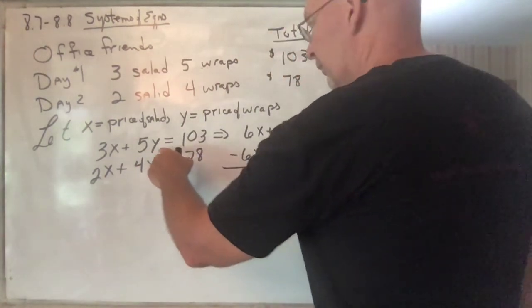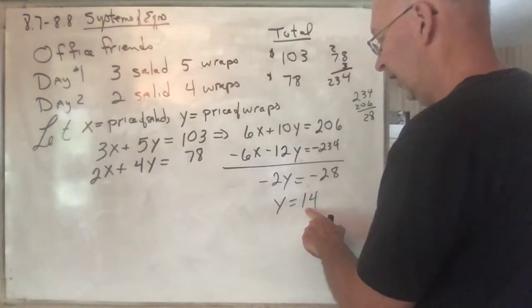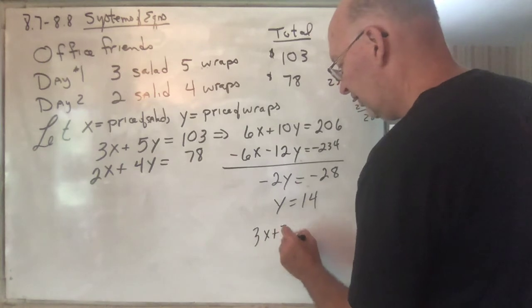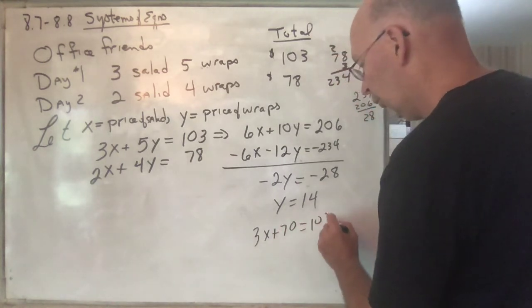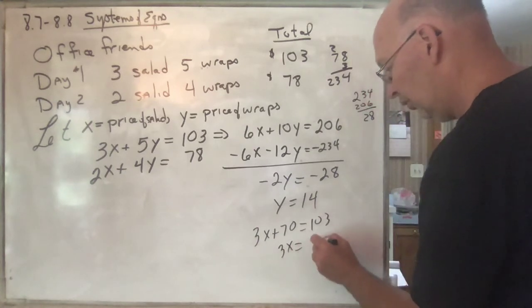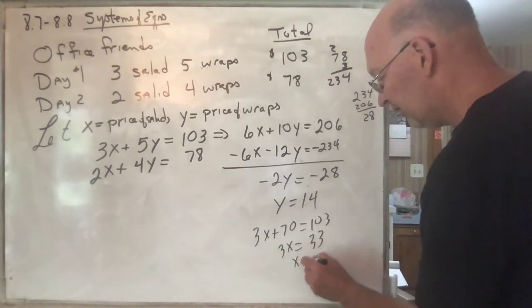If you use y is equal to 14, 14 times 5 is 70. So you're going to get 3x plus 70 is equal to 103. So 3x is equal to 33. So x is equal to 11.